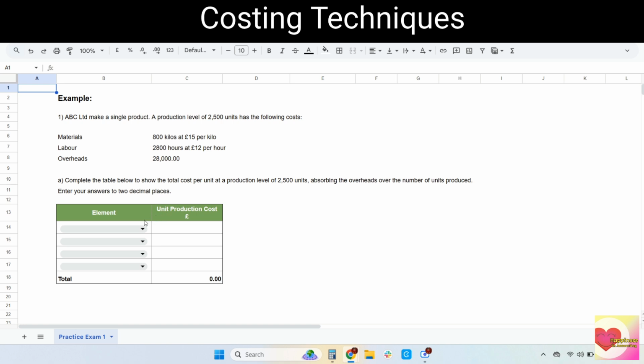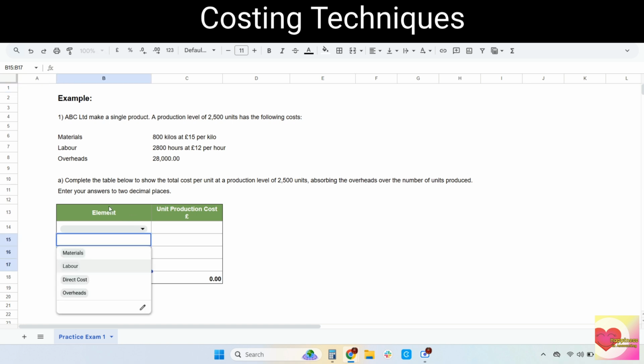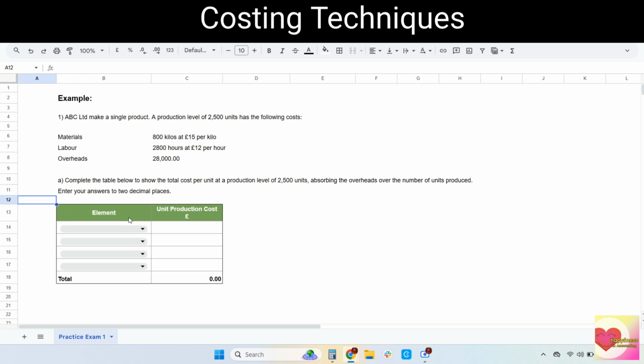So we are going to enter the cost here, which is the cost by element, and we are going to enter the unit production costs, which is the cost per unit. So we will just select the cost. So let's select materials, since this is the first cost that we have in here. Remember, the figures that we can see here are the cost for producing 2,500 units. But what we need to put in the table is the cost of 1 unit.